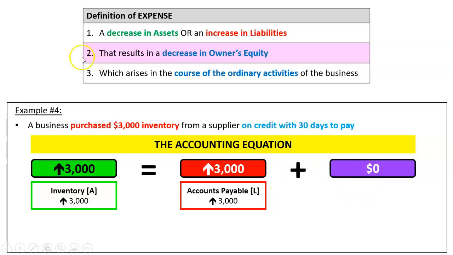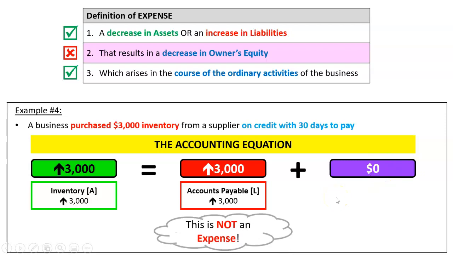So this cannot be an expense. We could argue that there is a decrease in assets or an increase in liabilities. Well, hang on, assets didn't decrease, they went up. Yes, but liabilities went up. So far, that actually does, at this point, meet the definition of an expense. Okay, did it arise in the course of the ordinary activities of the business? Absolutely. Buying stock is a key thing we'll do many times each month. But it's not an expense because there is no overall decrease in owner's equity. It's stayed at 0. So we would have to say this is not an expense.